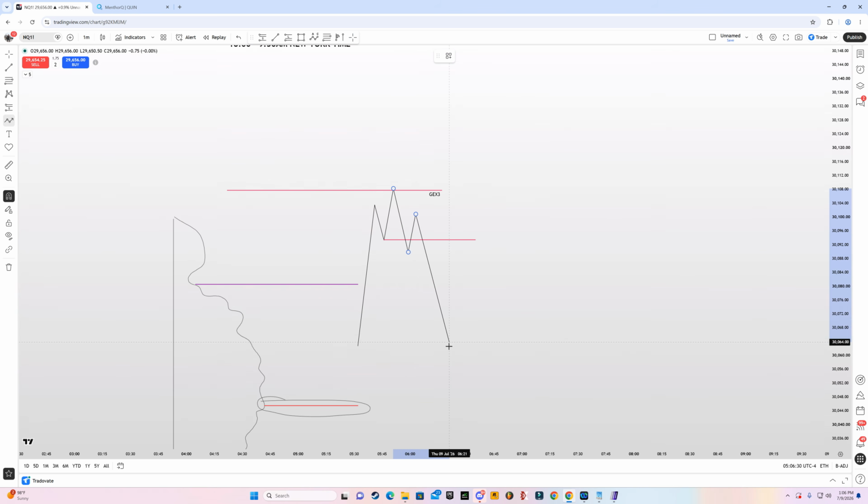You can take your entry like this, or you can wait for inversion, right? So we have a bullish fair value gap, price inverses below it. That is your entry. You can also use a breaker block. So let's say we have a breaker over here, right? Price closes below it, and then you can take your entry.